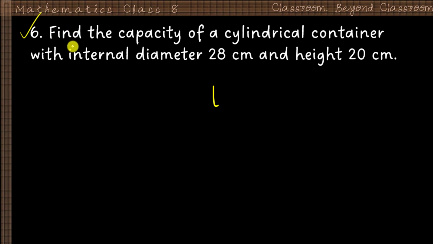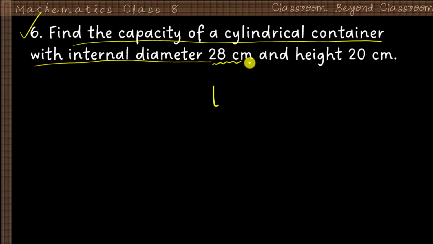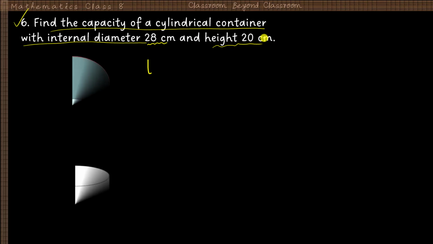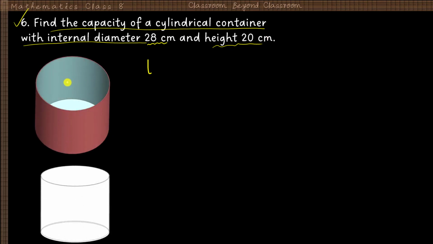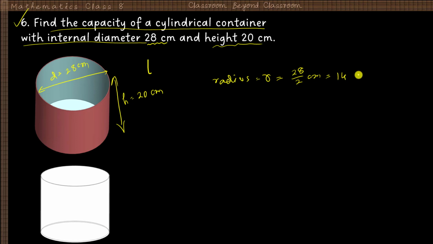So question number 6. Find the capacity of a cylindrical container with internal diameter 28 cm and height 20 cm. And this is the container where the diameter D is equal to 28 cm and the height of the cylinder h is equal to 20 cm. So radius, internal radius r is equal to 28 divided by 2 cm, that is equal to 14 cm, and h, the height, is equal to 20 cm. These are all internal dimensions.